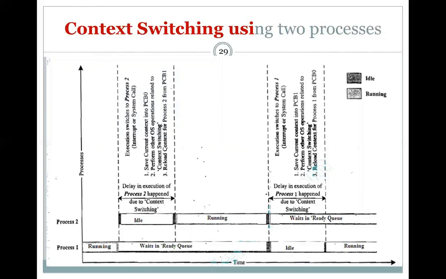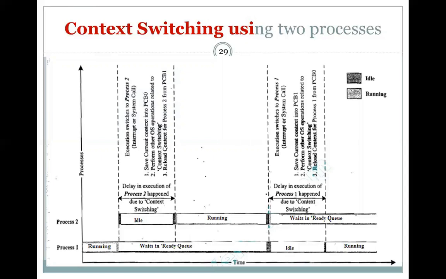When process 1 is running, process 2 will be in the idle state and it is in fact waiting for the running state. When process 2 is in running state, process 1 goes into idle state. As long as process 2 is in running state, process 1 is in wait state. Once the control is given to process 1, process 2 is pushed into wait state.